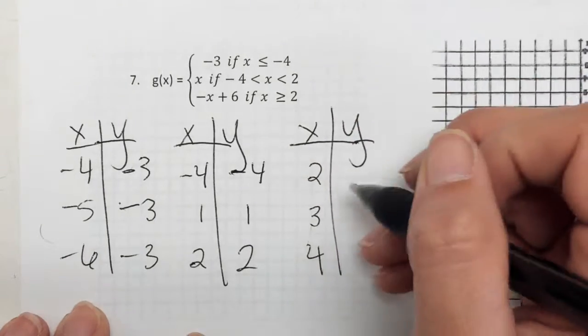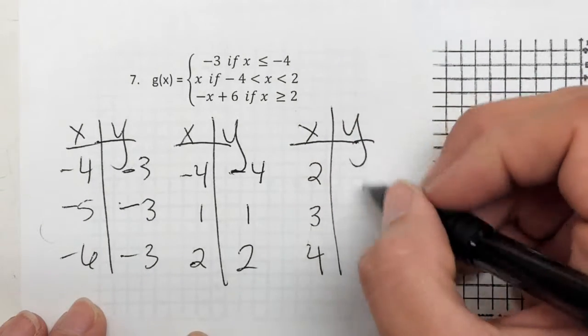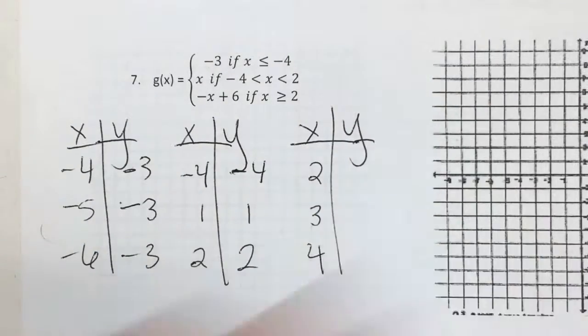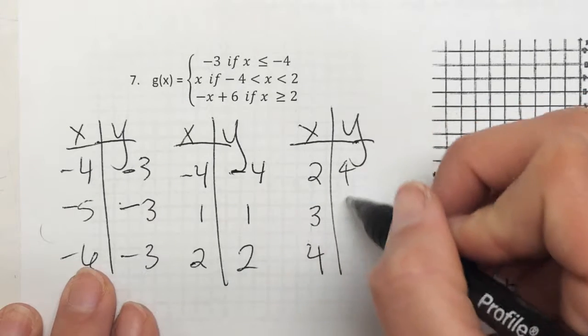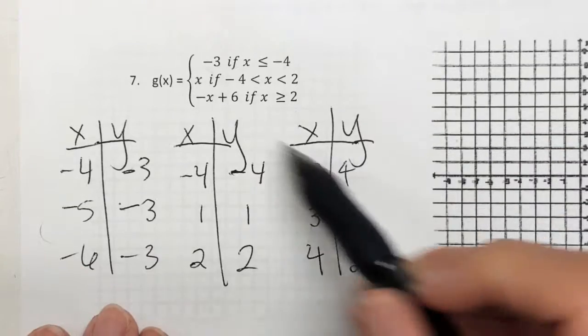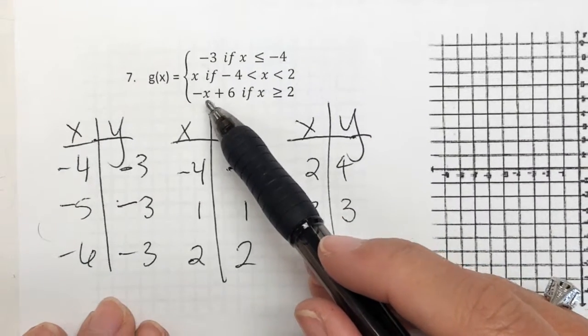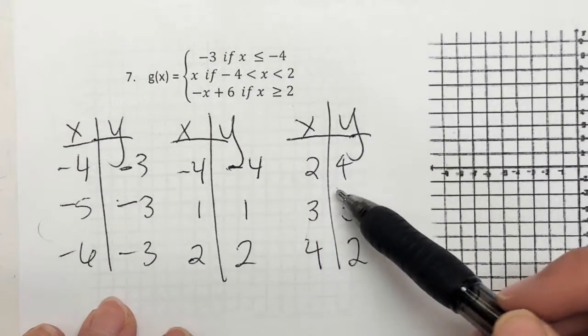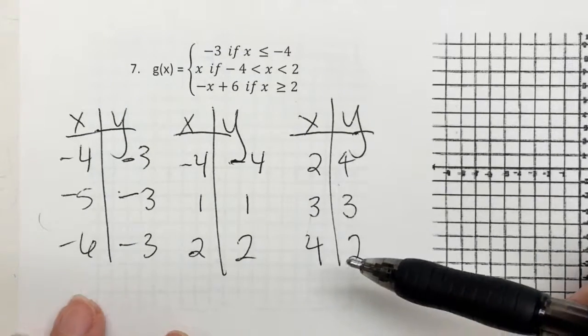Alright, Michaela, tell me all of the y values when I plug x in. 4, 3, and 2. And let's see where she got that. She just plugged in 2 for x. That's going to be -2 plus 6 gave us 4. Same thing for 3 and 4.